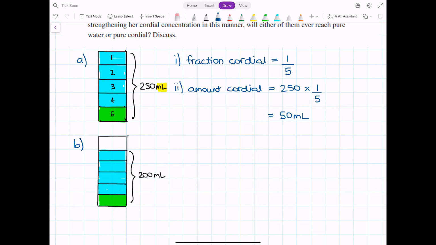And then Feroz decides, well, this is too strong, so he wants to add 50 more mils of water.